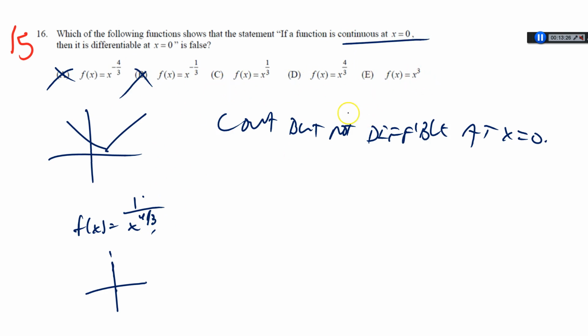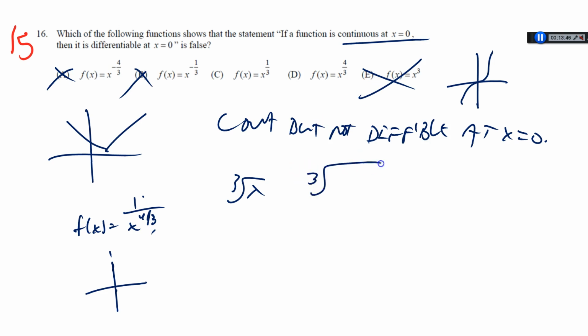Well, e is just the line, right? That is both continuous and differentiable at 0, so it can't be e. So we're looking for one of these two, c or d. Because x to the 1/3, that's the cube root of x. That one's fine continuity-wise. And x to the 4 thirds, that's the cube root of x to the 4th. That also is fine at 0. You can cross over 0 without any issue there.